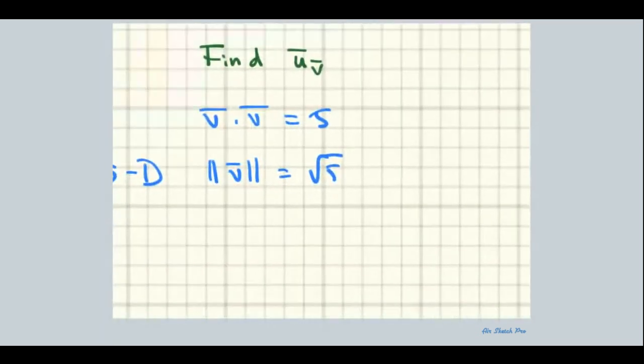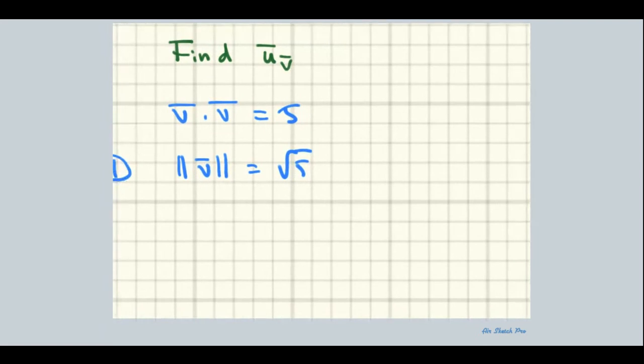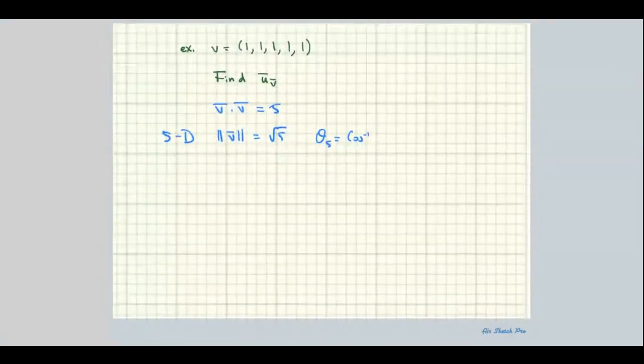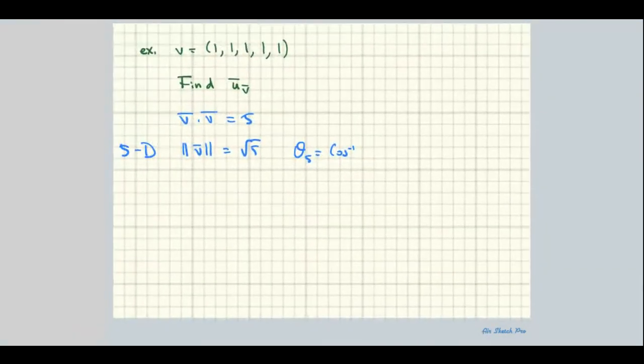Okay. And so the angle here for the corner vector is the arc cosine. And let me stop zooming that across the page. Here we go. 1/√5.